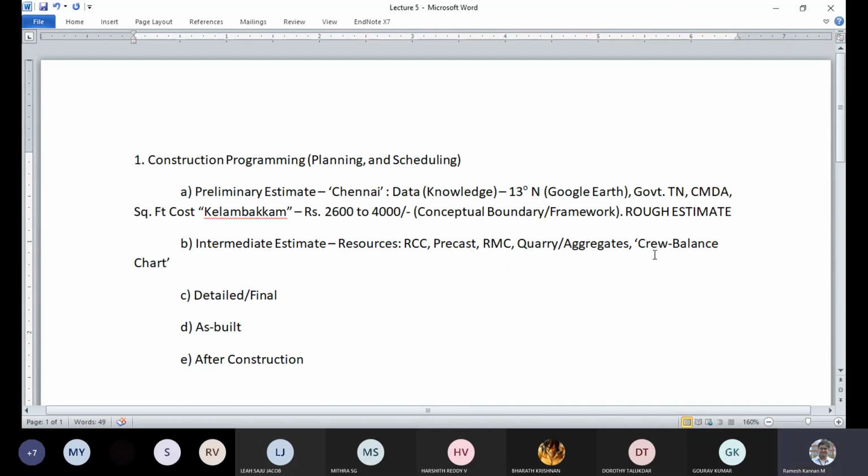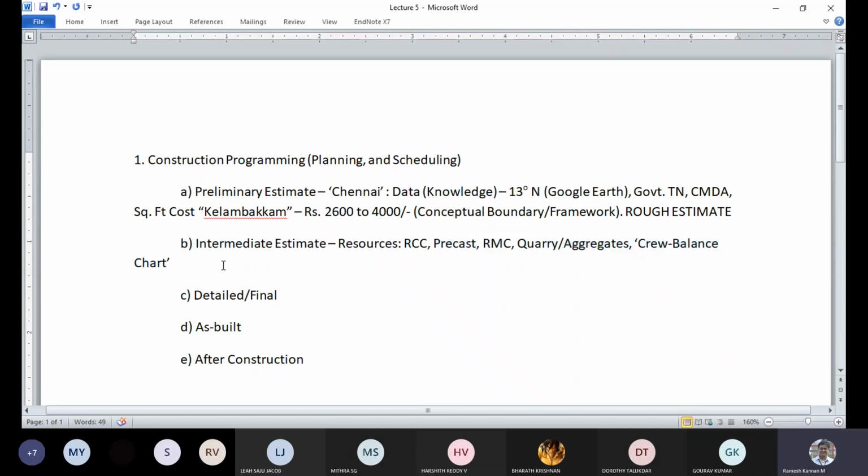And that's what we call a crew balance chart. We will mimic, or simulate, the work nature, and then we'll take an average value, like how much money is required, or the time required, or even how many people are required for a particular task or something like that. So that's what we call a crew balance chart. I'll explain it with an example in Thursday's lecture, right? Those come under intermediate estimates.